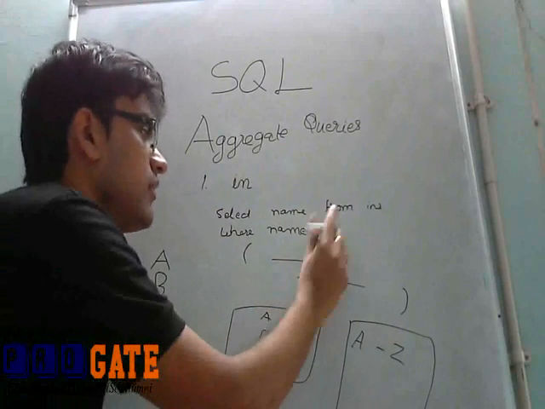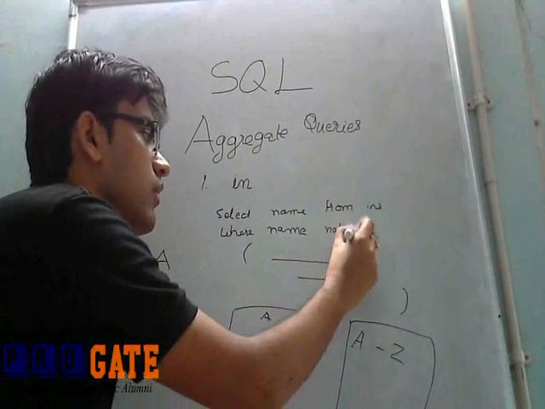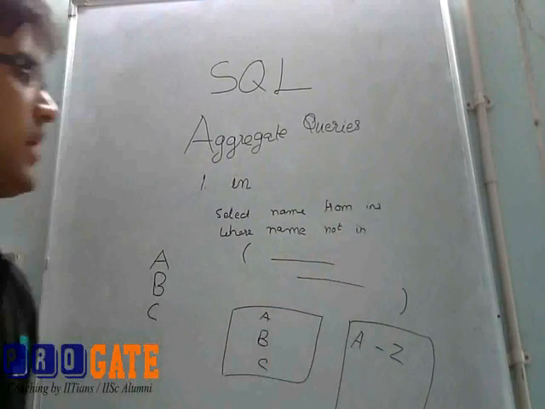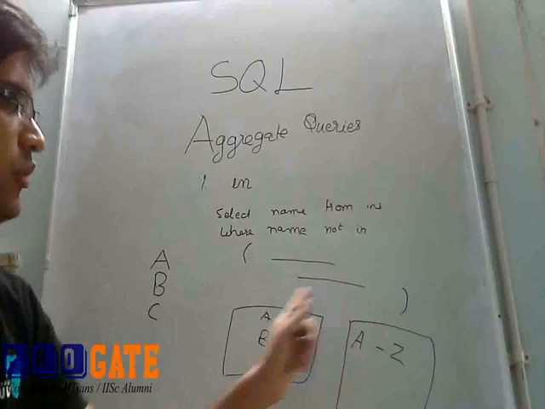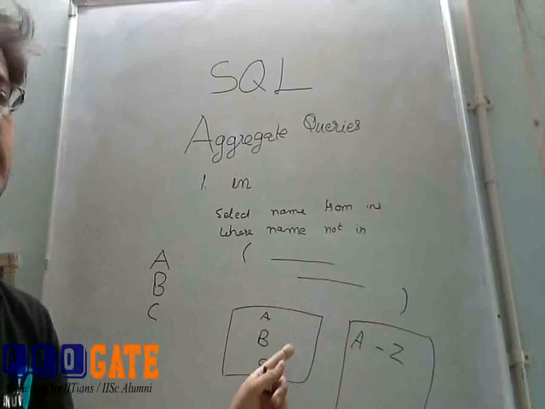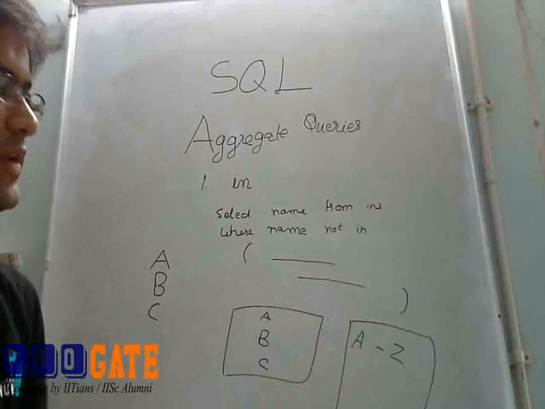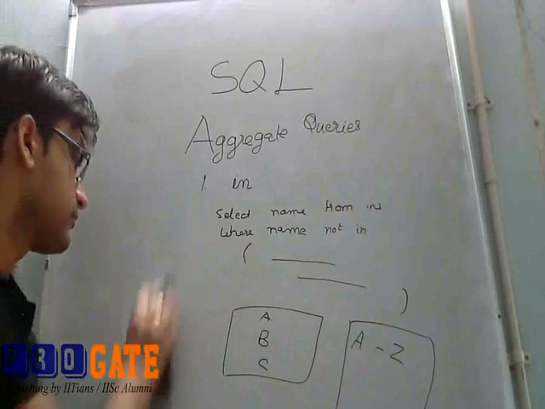Similarly, we could have had not in. In this case, it will check if the value is present in the result or not. If it is not present in the result, only then is it given as the output.